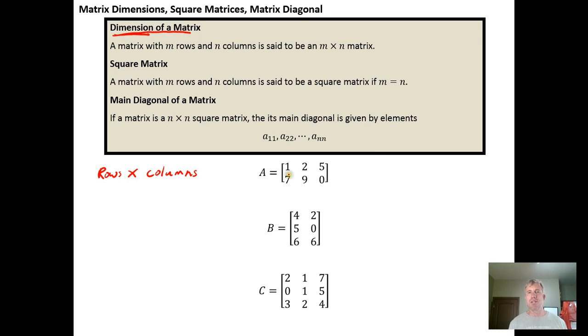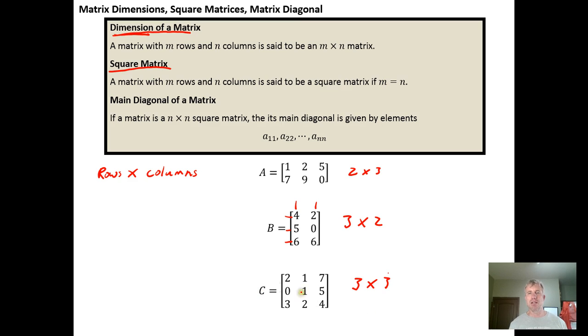So this matrix here has 2 rows and 3 columns, so it's a 2 by 3 matrix. This one has 1, 2, 3 rows and 1, 2 columns, so it's a 3 by 2 matrix. And matrix C has 3 rows and 3 columns, so we would say it's a 3 by 3 matrix. And when a matrix has the same number of rows and columns, we call it a square matrix. So that's what the second definition is identifying.